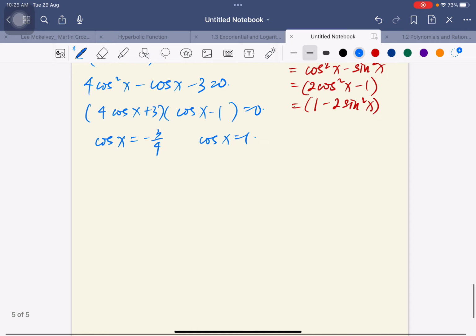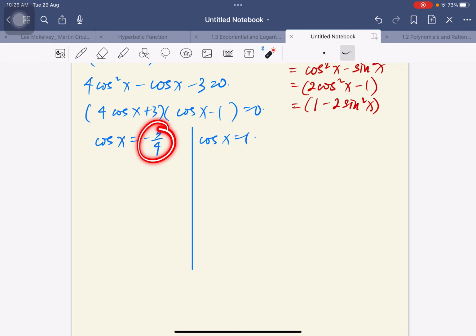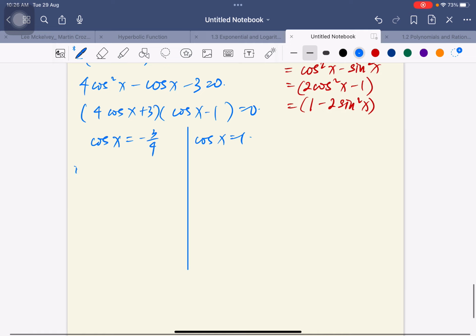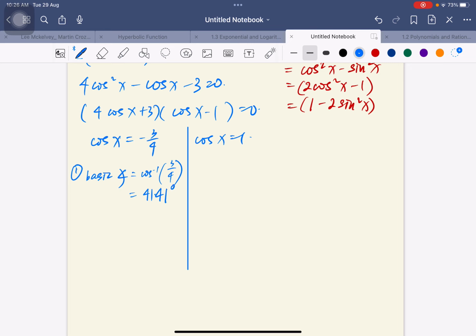So we're going to find out using the 4 steps, because this is a very funny value, it's negative 3/4. First step is basic angle. Basic angle, just cos inverse, ignore the negative sign, 3/4. So this will give you 41.41.